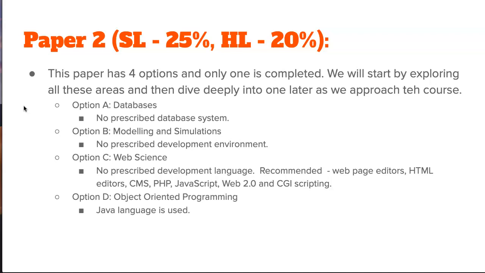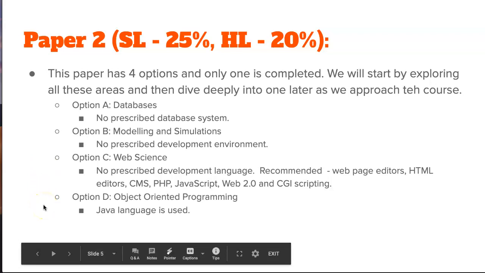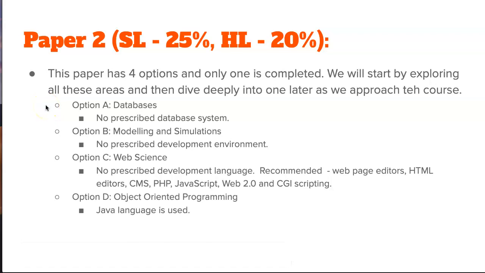For example, if you decide to do a web-based project for your IA, you're going to be doing a lot of option C, but you might produce your IA using Java. Either case, you're going to end up using some databases because a good internal assessment, which I'll talk about shortly, involves data, and you have to have data that you can access and use.